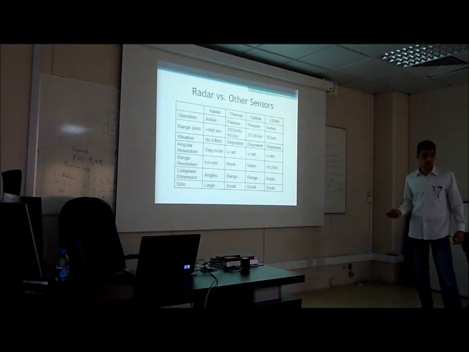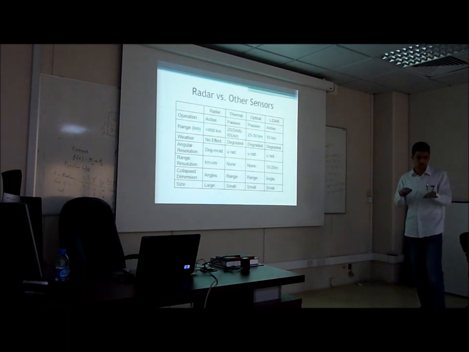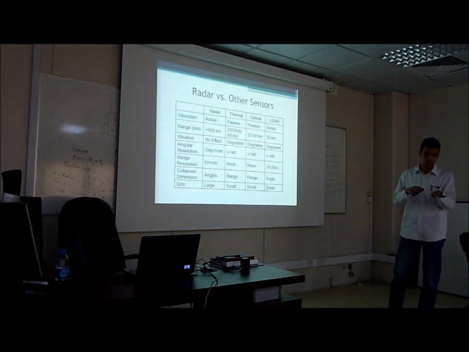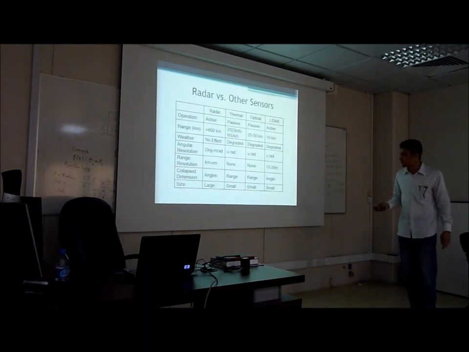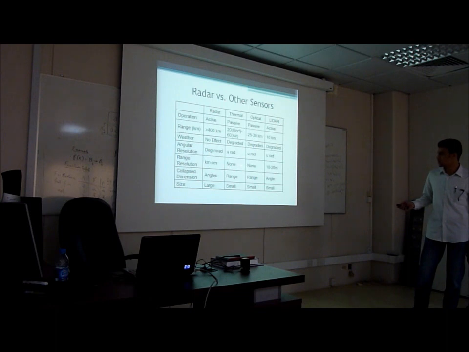Sometimes when you are going to detect airplanes, you don't need to have a range resolution of 10 centimeters, for example. It can be 2 meters, because you won't have two airplanes flying at a distance from each other of about 5 or 6 meters, usually. In thermal and optical, even if they are close to each other, you will see them.